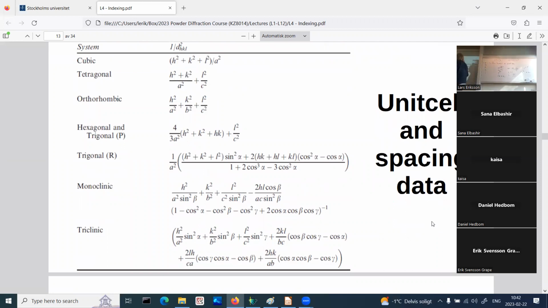And the unit cell, how the unit cell parameters and the lattice spacing are described, is a complicated expression, I think. For cubic, it's quite much simpler than for the general triclinic. Horrendous. We have a couple of images later. This is the traditional way of presenting 1 upon d square. This is what I call Q.